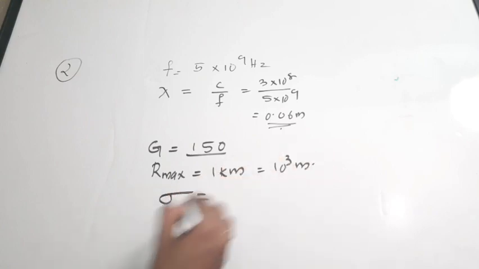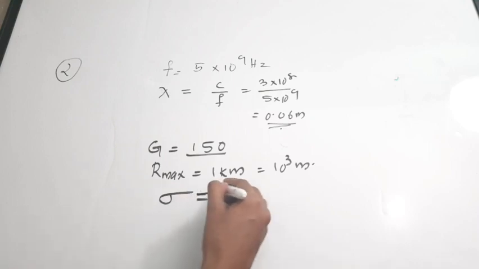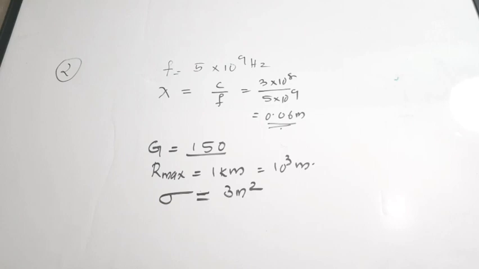Then sigma, the radar cross-section of the target. Sigma is the variable denoting that. It is 3 meters square. It is an area. Radar cross-section of the target means the area of the target which is detectable to the radar.